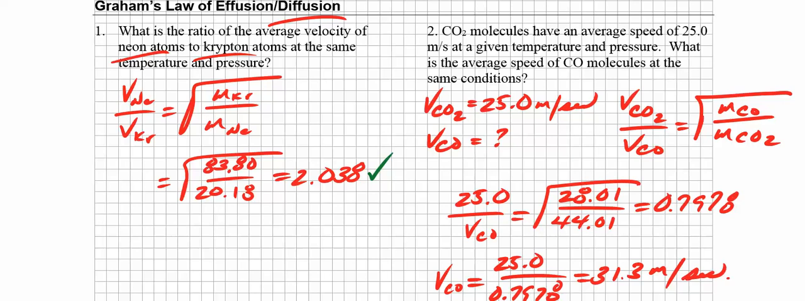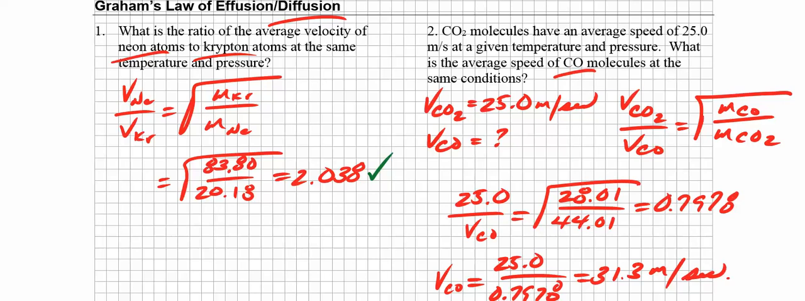Number 2 tells us that CO2 molecules have an average speed of 25 meters per second at a given temperature and pressure. Now, that's not to say every single one is moving at 25 meters per second. Some are moving a little faster, some a little slower, but on average, 25 meters per second. What is the average speed of carbon monoxide molecules? So this time we're looking at CO, carbon monoxide molecules, at the same conditions.